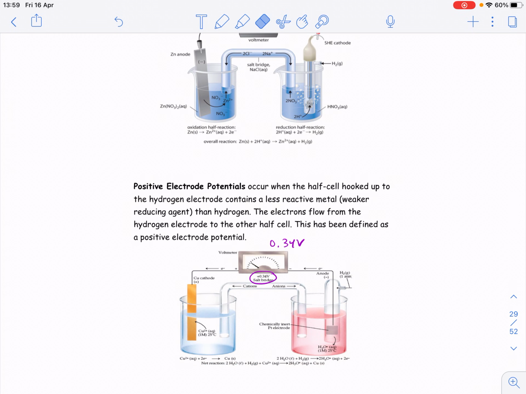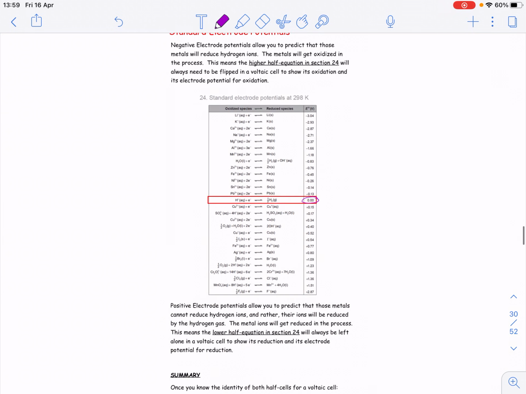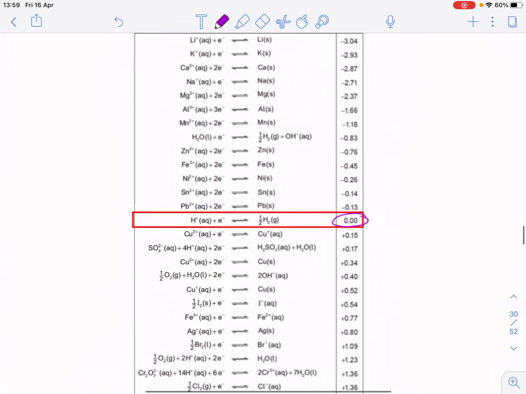So how do we decide if it's positive or negative? Because in table 24, the zinc standard electrode potential is negative, whereas the copper standard electrode potential is positive 0.34. And so what that depends on is which direction the electrons are traveling. Are they traveling to the hydrogen electrode, or are they traveling from the hydrogen electrode?